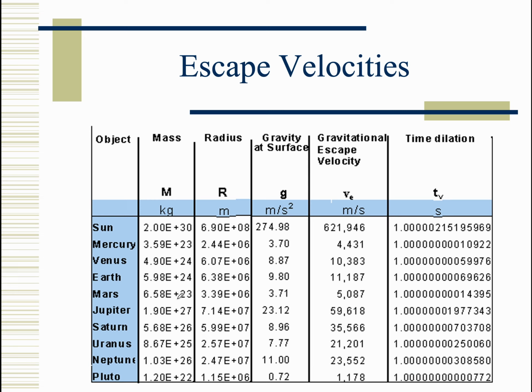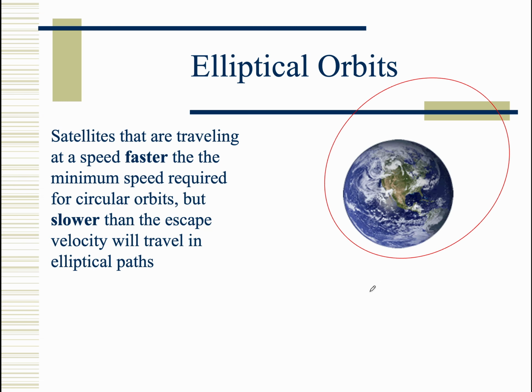Here's the escape velocities for a bunch of other objects. You can sort of see it. Don't worry about the time dilation. But notice for the Sun, the escape velocity is much larger. Earth, the number we just calculated. Pretty easy to get off of some of these planets, like Pluto, not too fast required. But some of them are quite large. And so you can sort of see it. And again, we sort of talked about this.